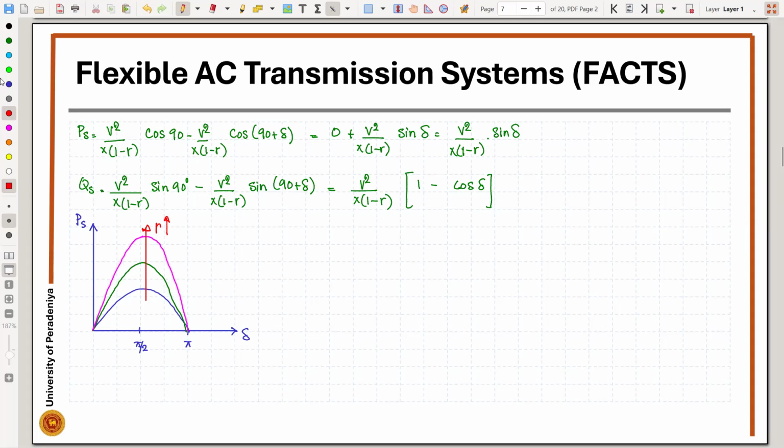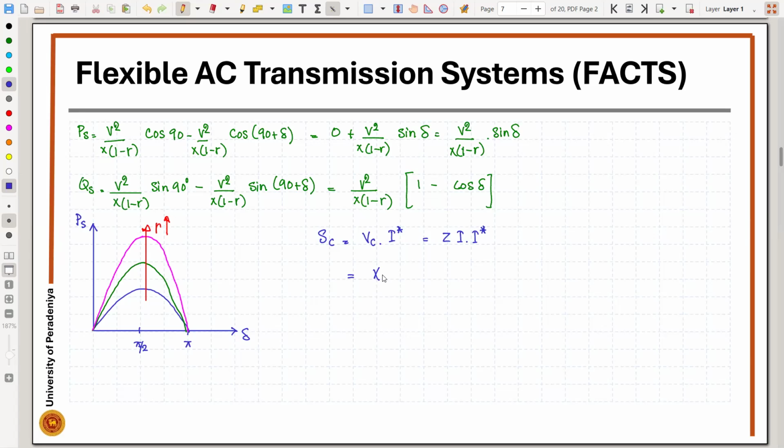Again, you can consider the compensator power S_C. For that, we need to consider the voltage drop across the compensator and the current conjugate. So this compensator power we can write as the impedance times the current times the current conjugate. From that, you should be able to get the equation for the compensator.